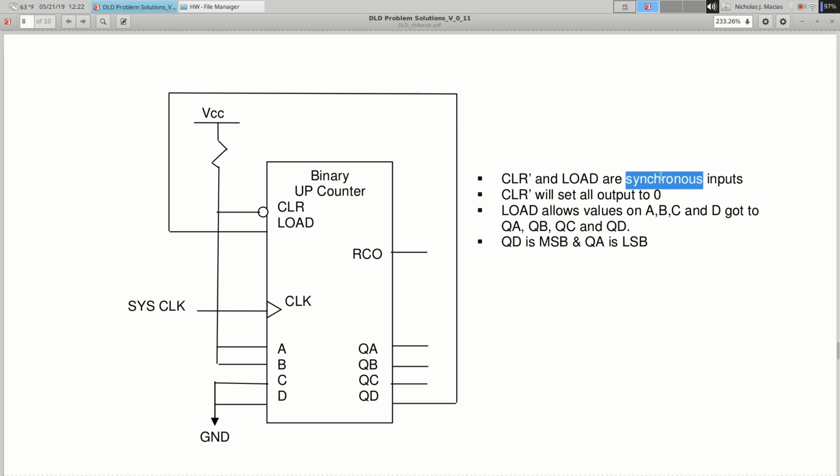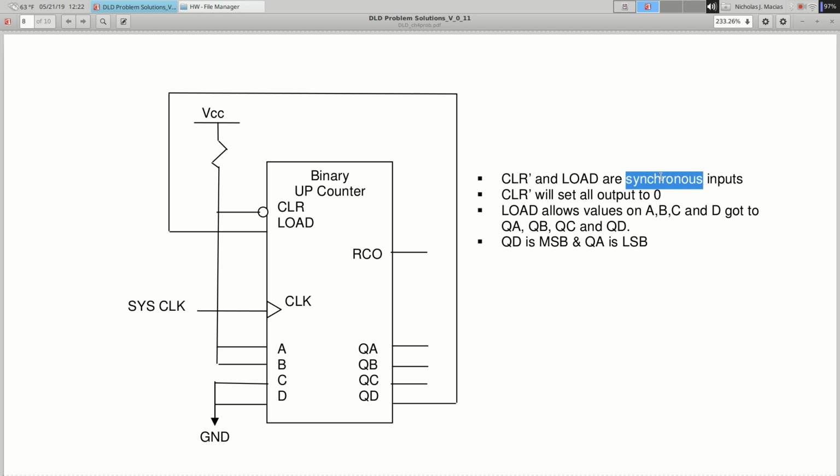So this is the next detail, synchronous versus asynchronous. Okay, synchronous means synchronized with something. What's the something we're going to synchronize with? A clock. Okay, so a synchronous input is an input that pays attention to the clock. Which means that if we say clear, it doesn't immediately clear the counter. It'll clear the counter the next time that the clock ticks.